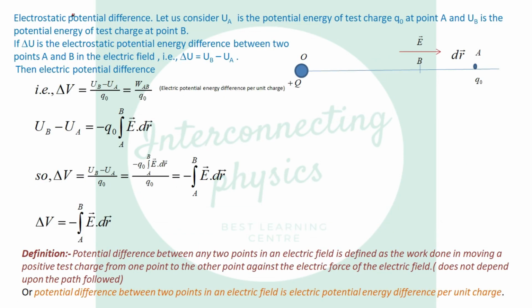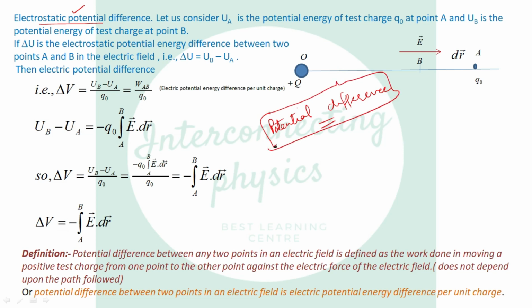Now let's start with electrostatic potential difference. The main point of this chapter is electrostatic potential difference. Always remember, potential difference is the basic quantity, the main quantity. Potential is not the basic quantity. Potential difference is the important and basic quantity.